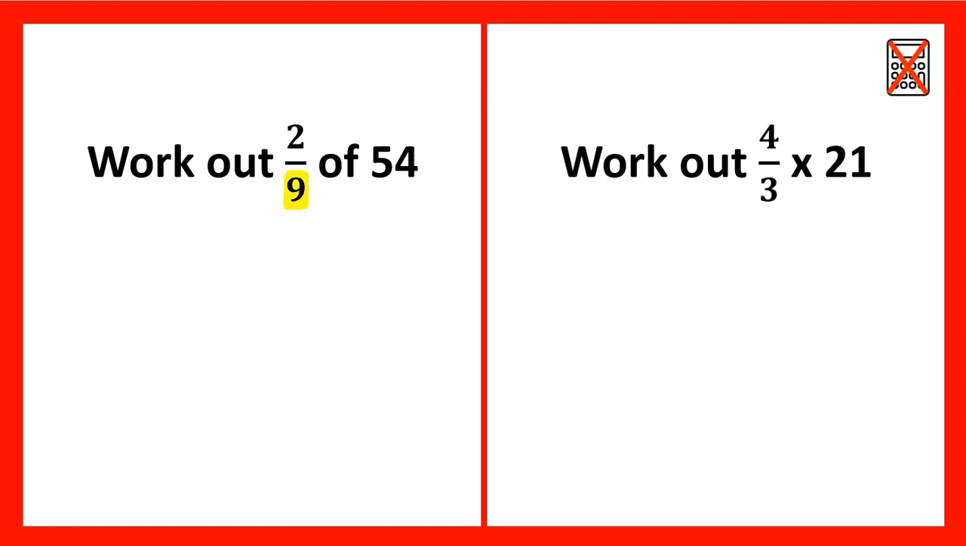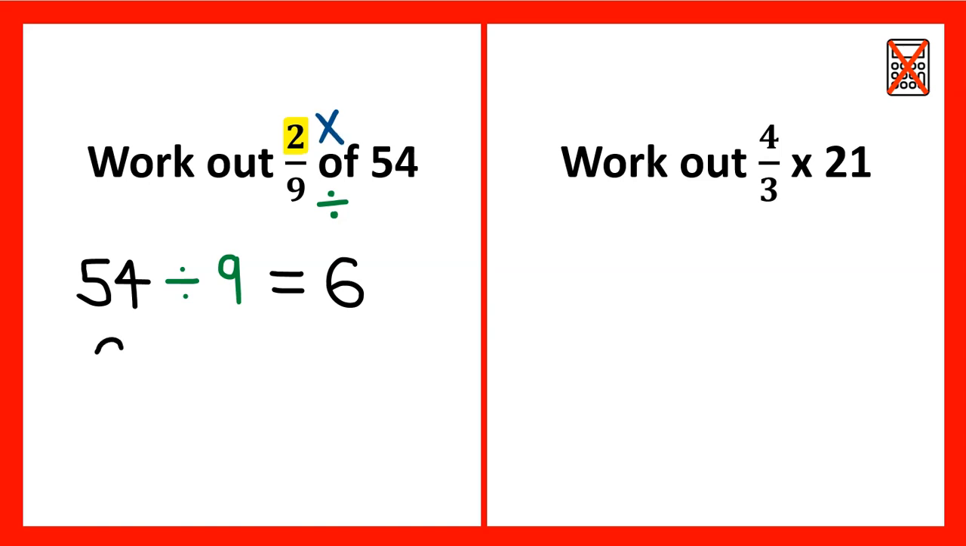The denominator tells us how many equal parts we're splitting our amount into, and that can be worked out by completing a division. So for this question, 54 divided by 9 is equal to 6. Next, the numerator tells us how many of those equal parts we need, and this can be worked out by completing a multiplication. So you take one of your equal parts, which is 6, and we multiply it by 2. So the answer to this question will be 12.